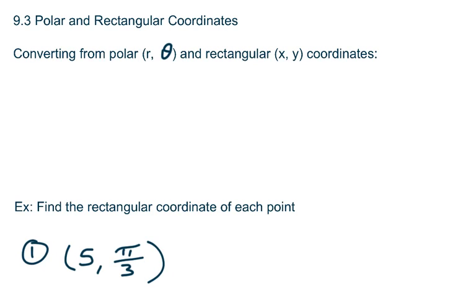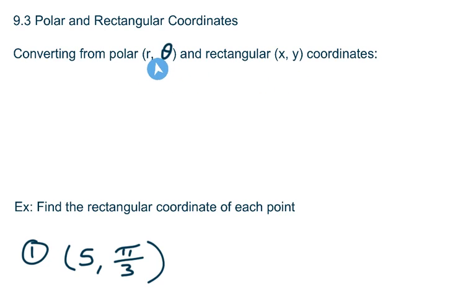Section 9.3, polar and rectangular coordinates. The main goal today is converting between polar and rectangular coordinates. Rectangular is something we've worked with for ages in Algebra 1, Algebra 2, pre-calc even, geometry definitely. Polar, we're just getting into here in Chapter 9. So we're going to convert back and forth between polar and rectangular.